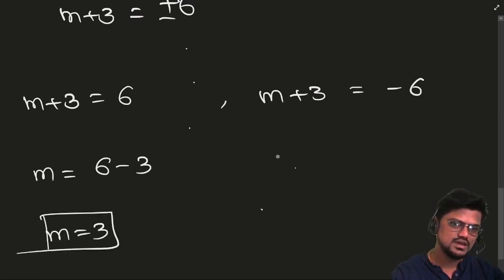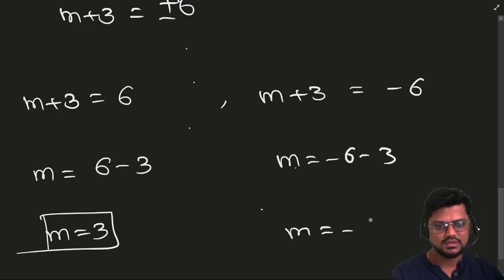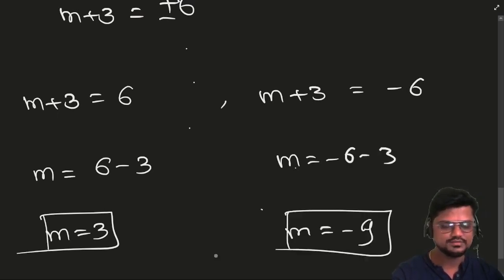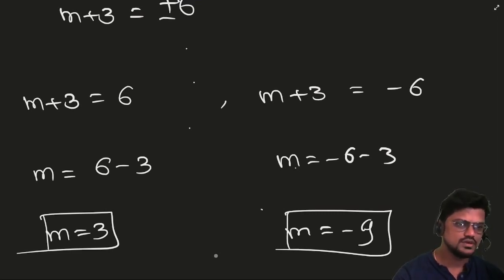Fine. m equals 3. And over here, minus 6, minus 3, m equals minus 9. Fine. So the two values of m are 3 and minus 9. Any other doubt you have? Anyone else has from the coordinate geometry?